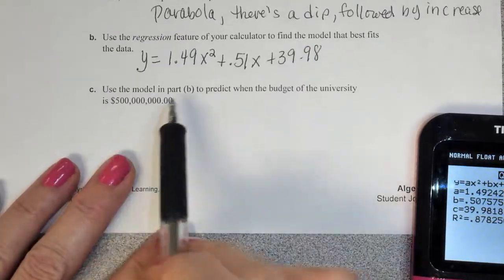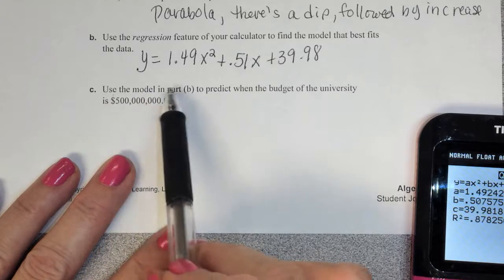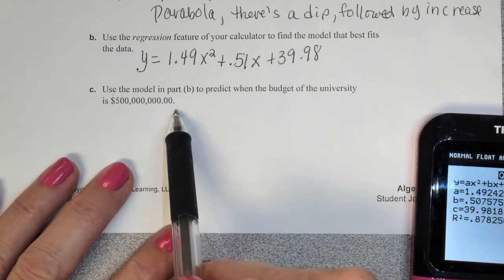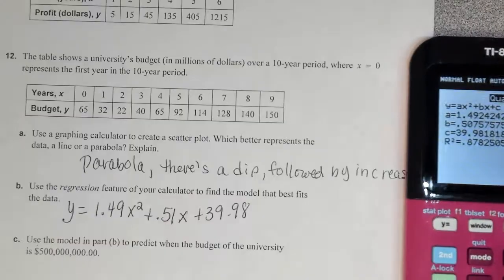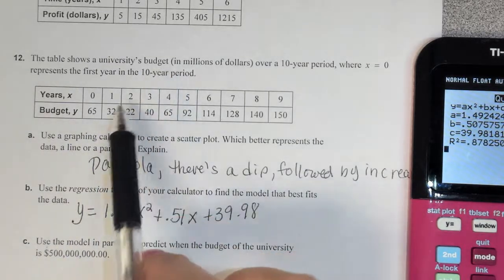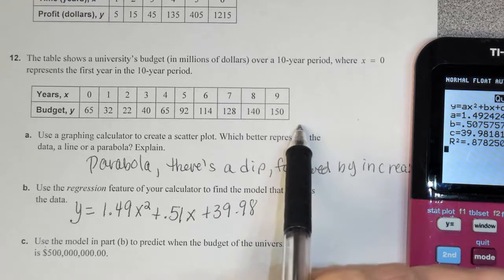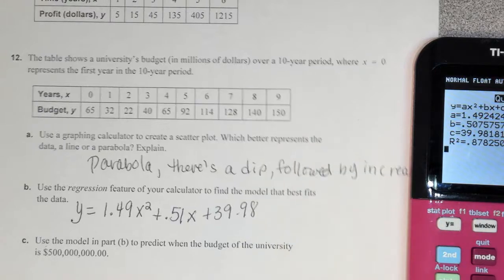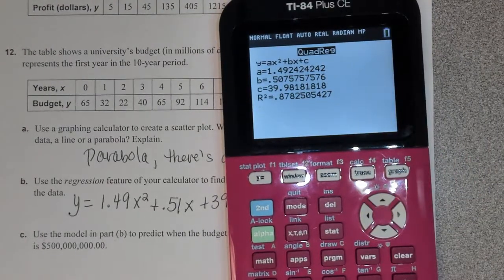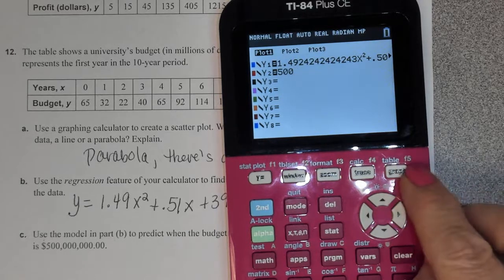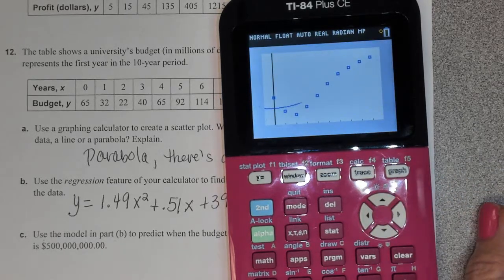There we go. All right, now a little bit tough here. Use the model in Part B to predict when the budget of the university is $500 million. Now, look at this. The budget is in millions. So am I looking for 500 million? What number will I be looking for? Just 500, right? How could I do it? Anish? Okay. So you're saying go to y equals and put in 500? Okay, so I'm going to now hit graph. There's my parabola. Not perfect. We knew it wouldn't be.